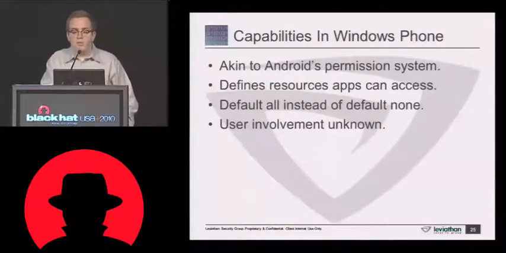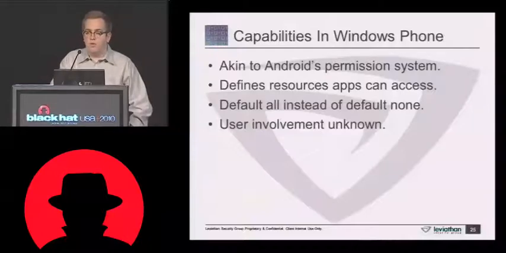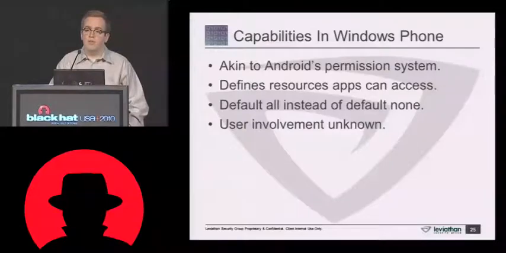So capabilities in Windows Phone, it's akin to Android's permission system as far as defining, can this application access the internet, can this application access the camera, but that's pretty much where it stops. It doesn't have the same facility, for example, for saying that particular methods can only be accessed under certain conditions.